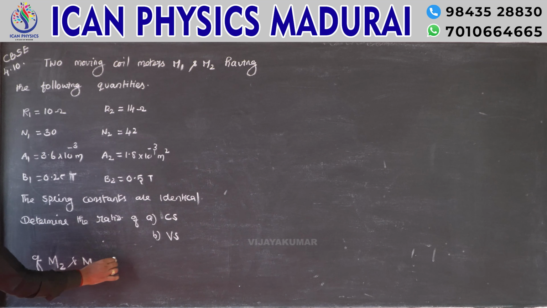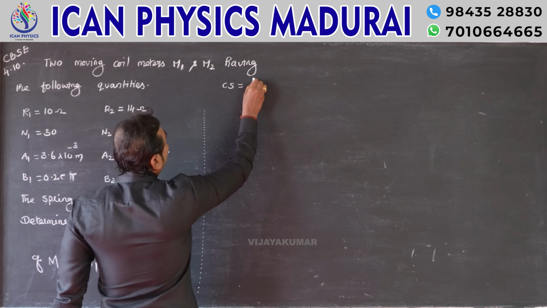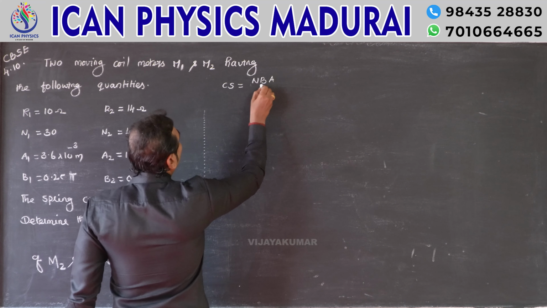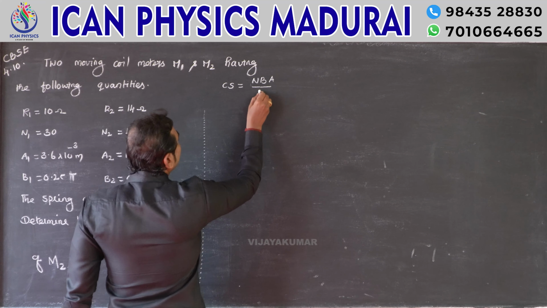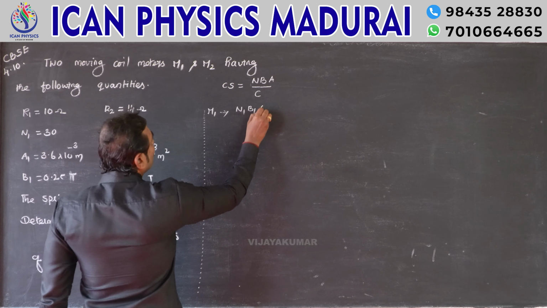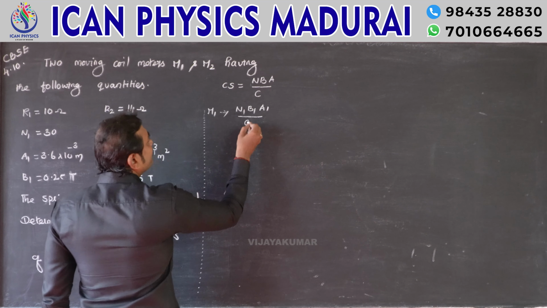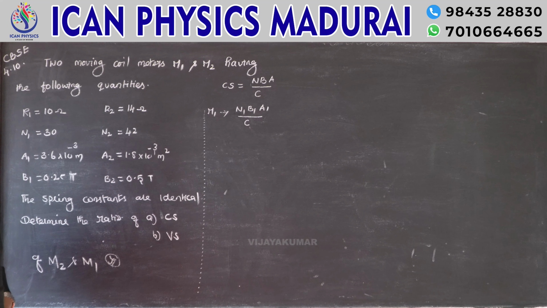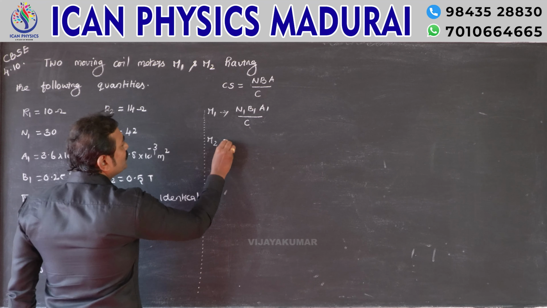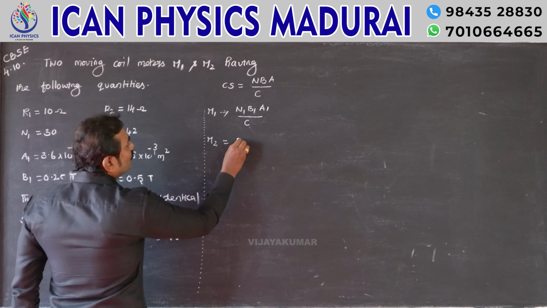Current sensitivity is equal to NBA by C. For the first moving coil galvanometer, we can write N1 B1 A1 by C. Not C1, I am putting C, because the spring constants are identical. For M2, N2 B2 A2 by C.